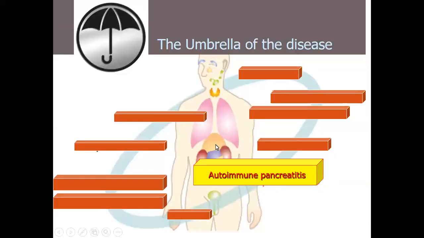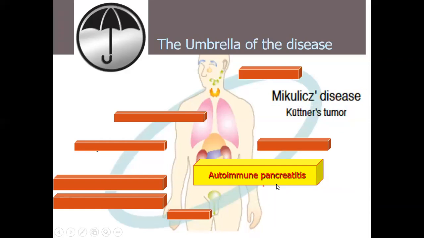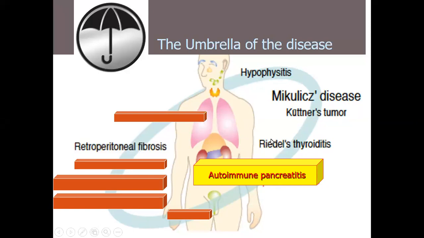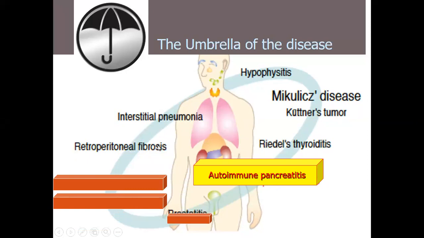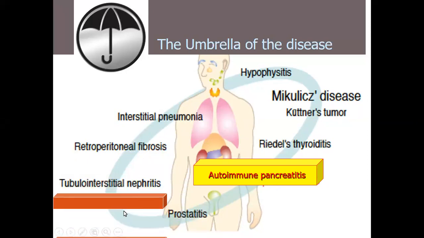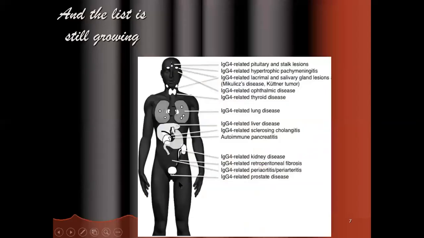Now, the umbrella of the disease starts to cover almost every organ in the body. The first recognized was autoimmune pancreatitis, then Mikulicz's disease, Kuttner's tumor, Riedel's thyroiditis, hypophysitis in the pituitary, retroperitoneal fibrosis or Ormond's disease, interstitial pneumonia, lung, prostatitis, tubulointerstitial nephritis, glomerulonephritis, and so on. The list is still growing.